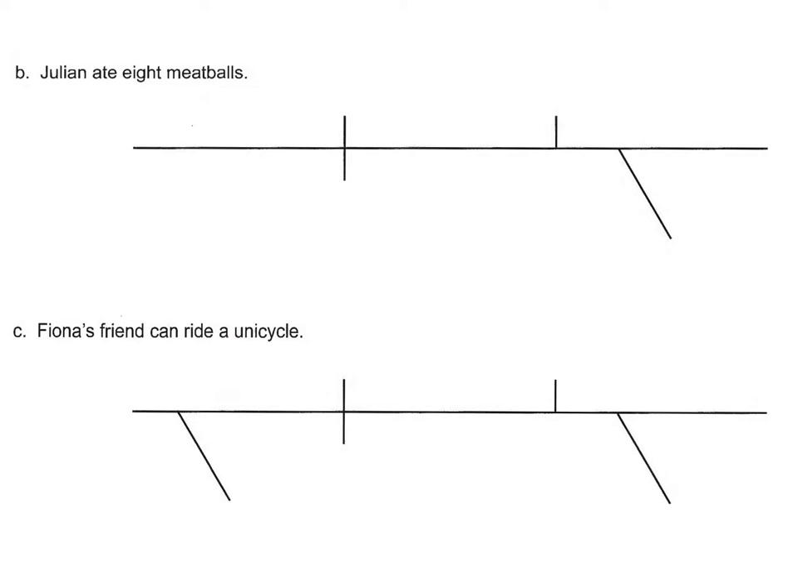We have Jillian ate 8 meatballs. We have Fiona's friend can ride a motorcycle. Remember, on this one over here, can ride. Can is a helping verb. It's a modal, so it functions together with ride. Okay, see if you can get those knocked out.